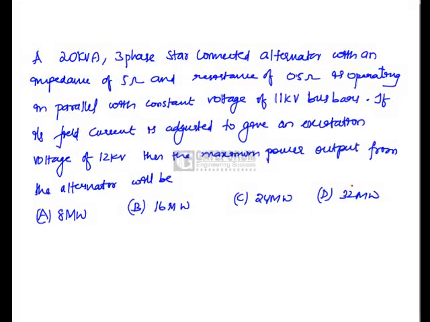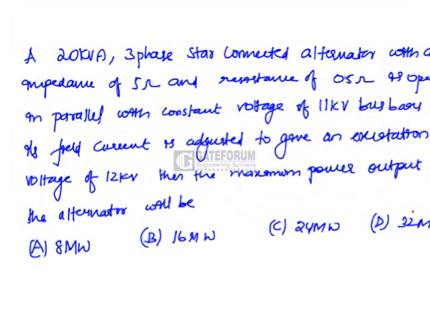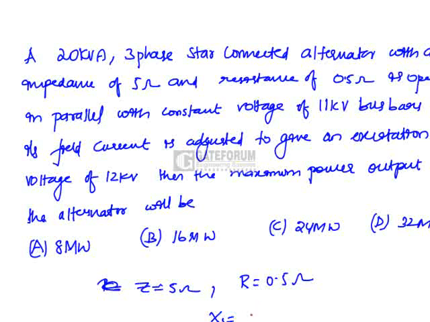A 20 kVA 3-phase star-connected alternator with an impedance of 5 ohms and resistance of 0.5 ohms. He has given impedance Z equal to 5 ohms, resistance R equal to 0.5 ohms. Now what is the synchronous reactance here? Square root of Z square minus R square, you will get it as 4.975 ohms.